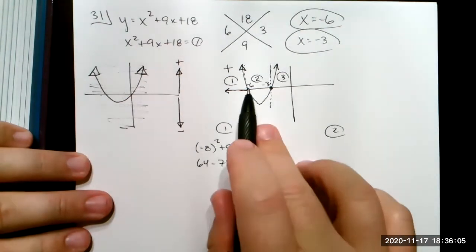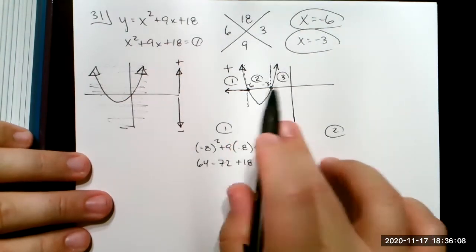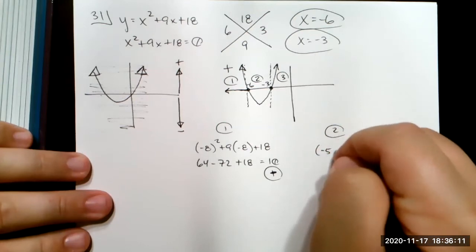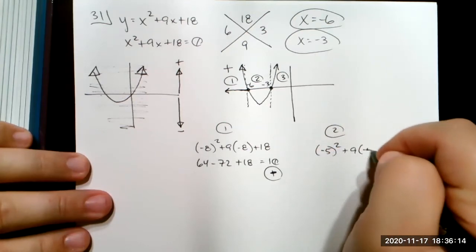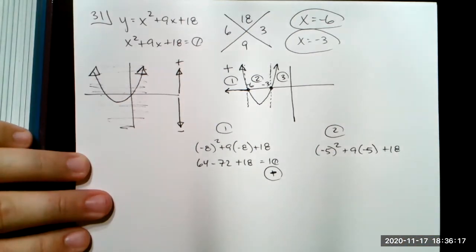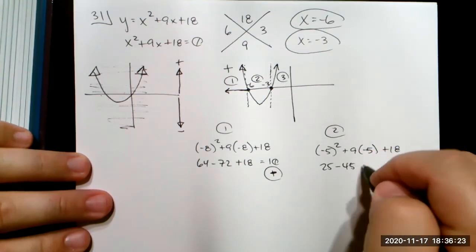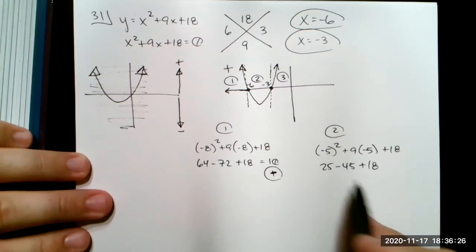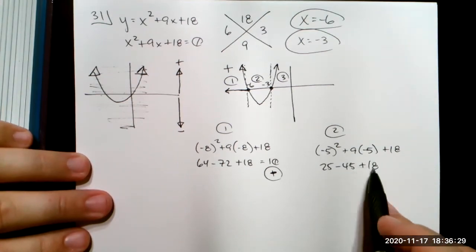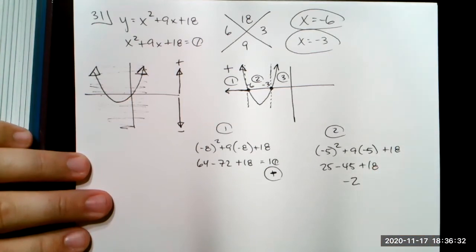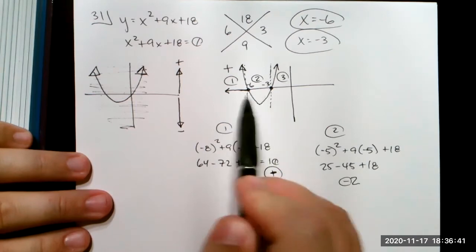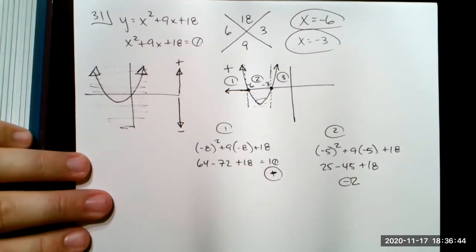Interval 2, that's between -6 and -3. So pick any number between -6 and -3. It doesn't matter. I'll pick -5. So -5 squared plus 9 times -5 plus 18. -5 squared is 25. 9 times -5 is -45, plus 18. 25 minus 45 is -20. -20 plus 18 is -2. But again, the negative is what counts, because when they're asking whether this function is positive or negative during this interval, I know that this function is all negative because it's below the x-axis. So in interval 2, I'm going to call that negative.